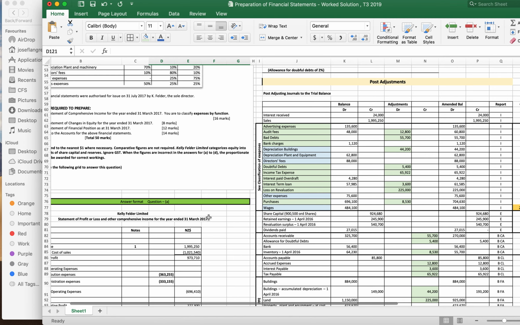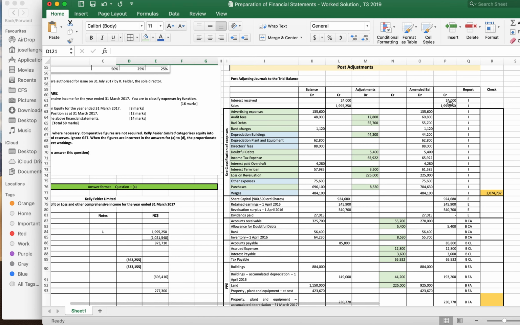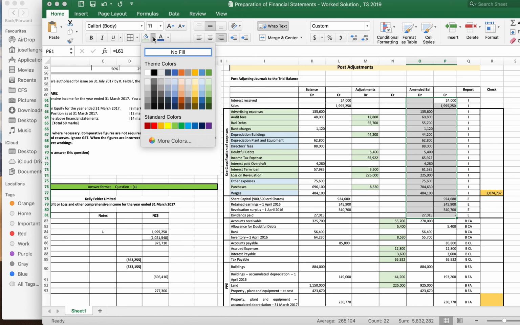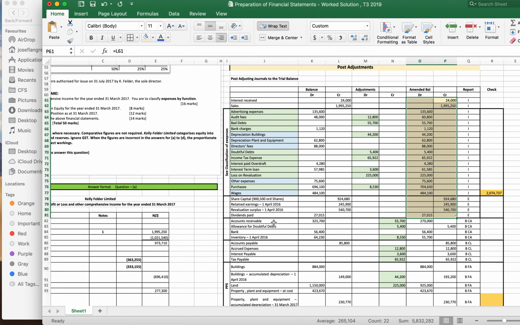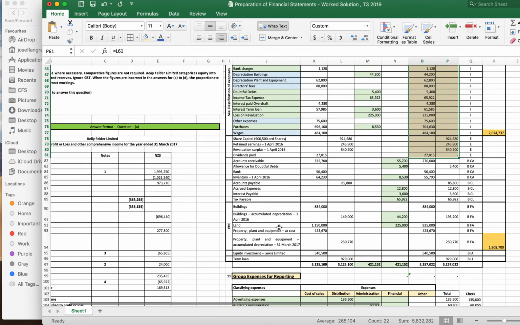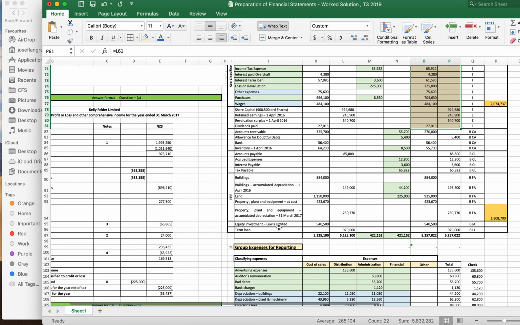Okay, so we posted pretty much all of those, and all of those. Okay, so we should be good with that. Okay, the rest of the stuff should be in the balance sheet.